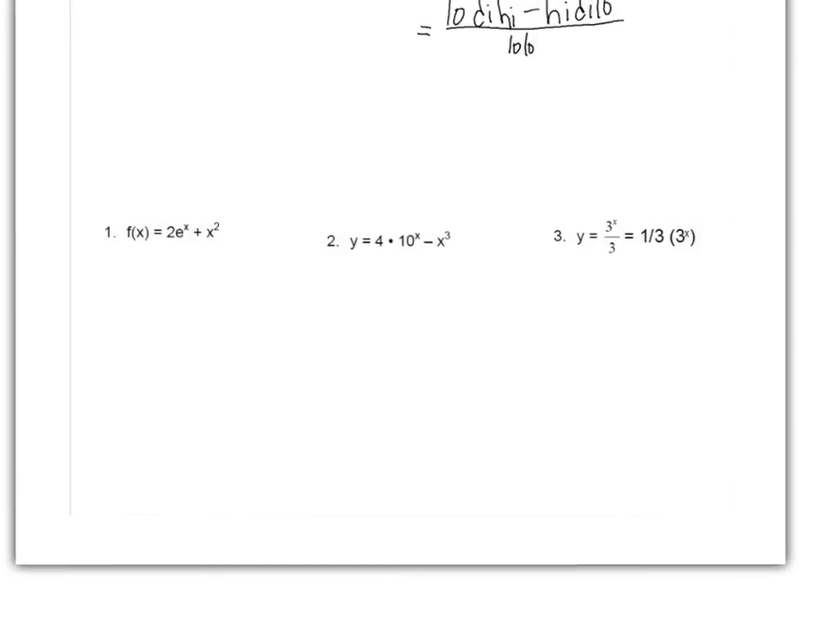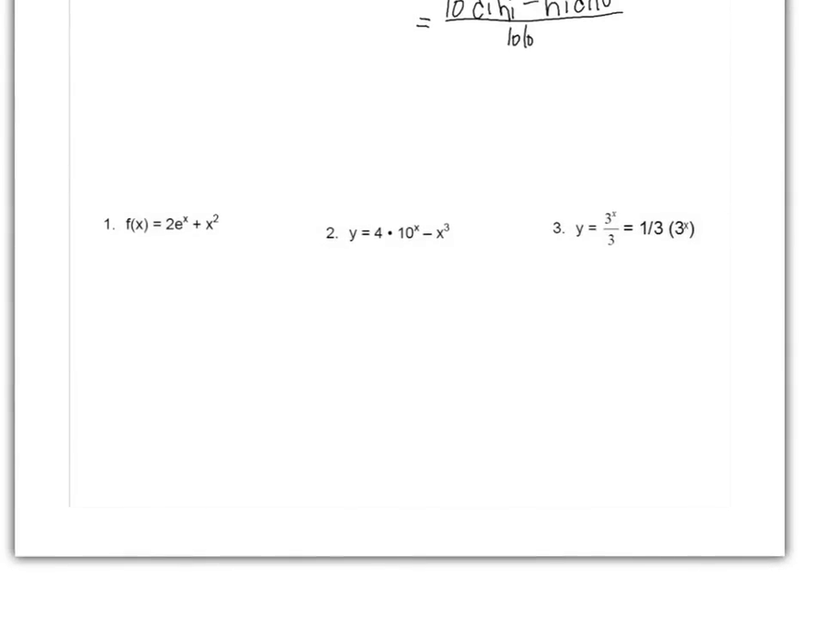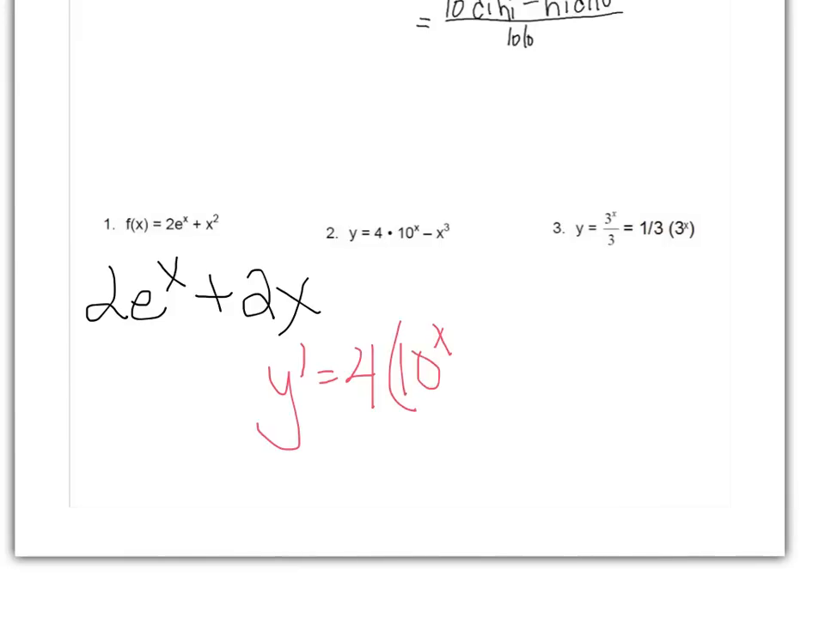Okay, so I'm going to start and do the first 3 problems here. When we take the derivative, e to the x is just e to the x. We bring the coefficient down, and then the x squared just becomes plus 2x. For number 2, for y prime, the coefficient stays, and then we have an a to the x. So that's going to be times a to the x ln of a, and then minus, and then that's the normal power rule, so we have minus 3x squared.